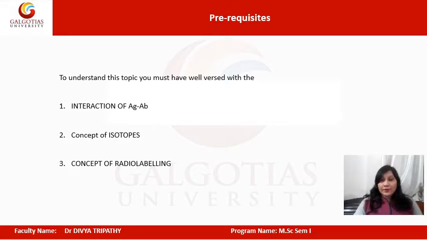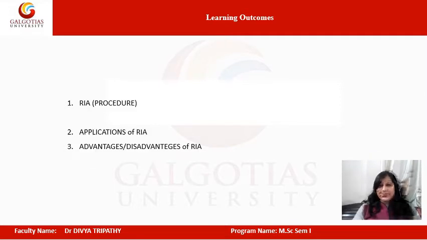To understand this topic, you must have knowledge of the interaction of antigen and antibody, how the antibody reacts with antigen to form precipitin bands, and what should be the quantity of antigen and antibody to form visible precipitation. After completion of this lecture, you will be able to explain the complete procedure and application of RIA, as well as the advantages and disadvantages associated with radioimmunoassay.